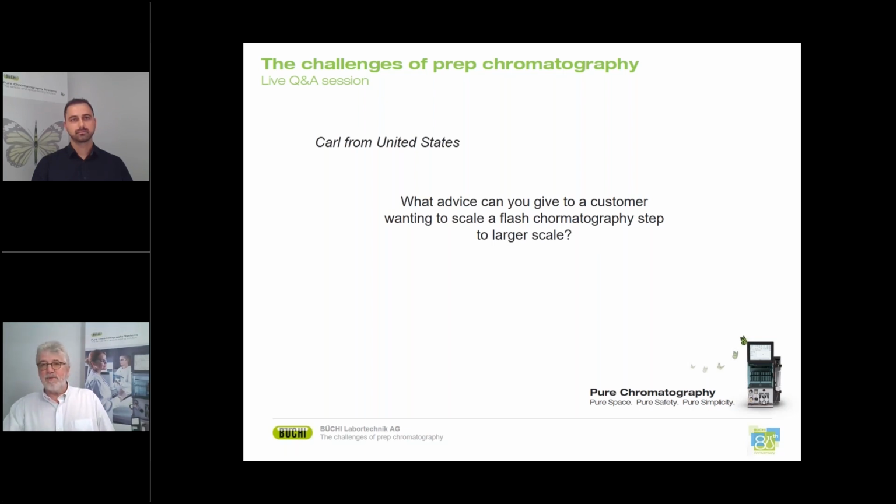So I don't know if this is already large scale for this specific customer, or if he's talking about production scale, which is much bigger than 3 kilo, then it's a bit a different story. There we have to sit down together and make a few calculations, I think.